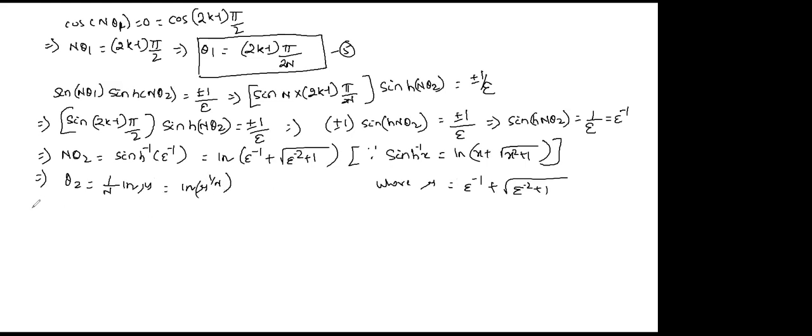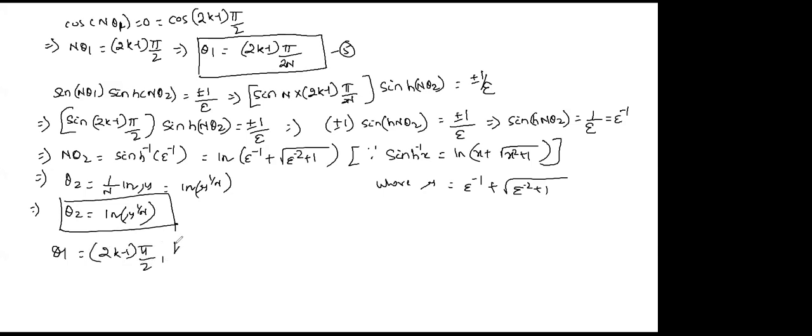Okay, so what did you get? Theta 2 equals ln of mu to the power 1 by n, and you got theta 1 equals (2k minus 1) pi by 2n for k equals 1 to n. Okay, now we have these two values, theta 1 and theta 2. Okay, clear? Yes or not, all of you?